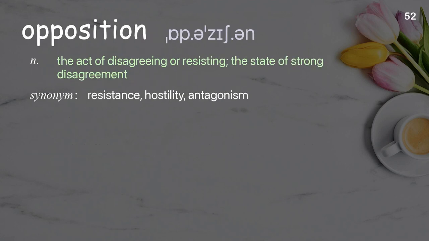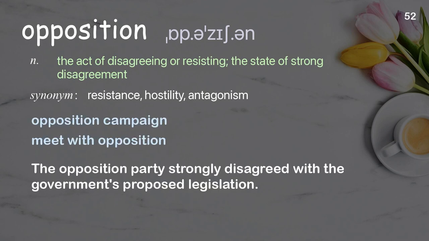Opposition. The act of disagreeing or resisting, the state of strong disagreement. Examples. Opposition campaign. Meet with opposition. The opposition party strongly disagreed with the government's proposed legislation.